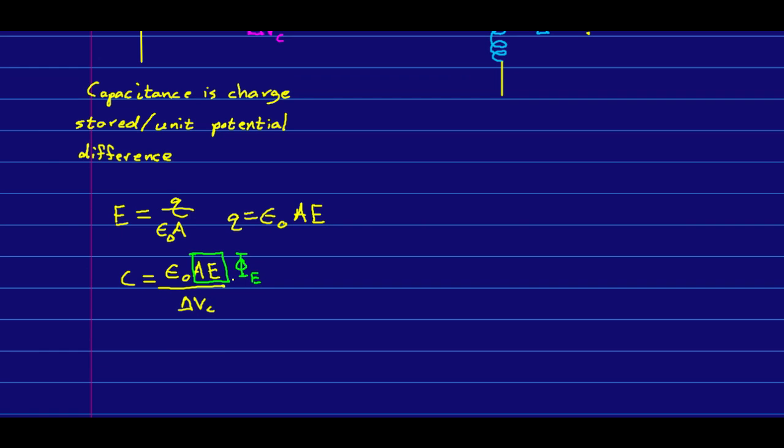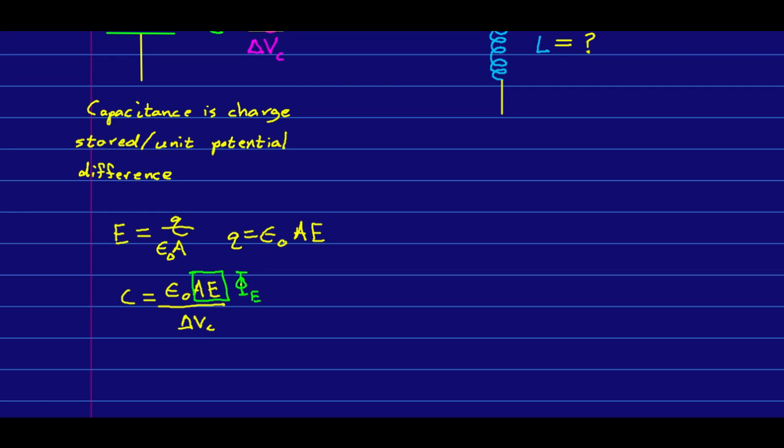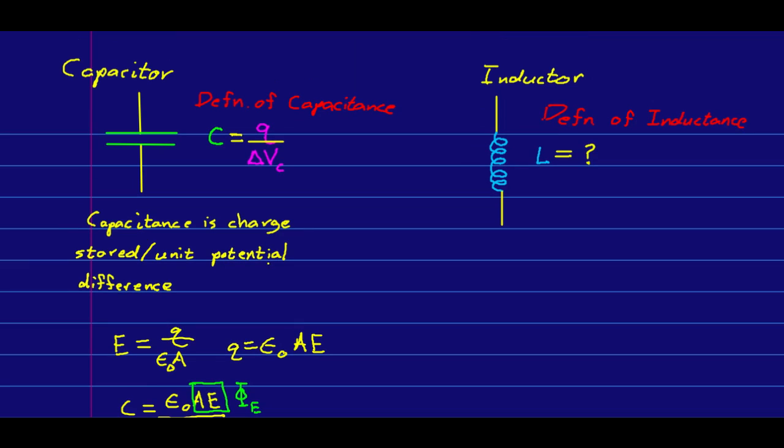I don't really know why you would define it that way. It's not a particularly convenient definition, but there's nothing wrong with such a definition. Well, we're going to define an inductor and an inductance the same way. We're going to say that inductance has something to do with storage of magnetic flux.